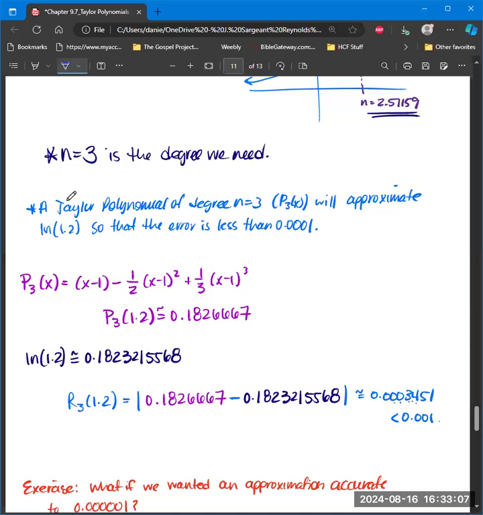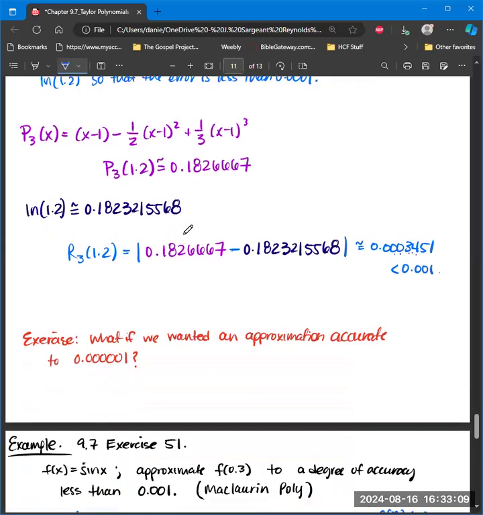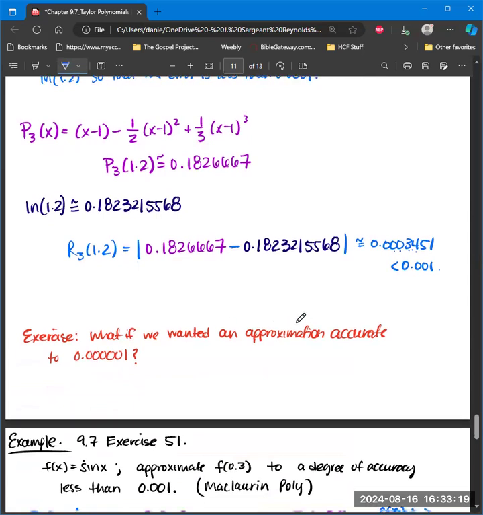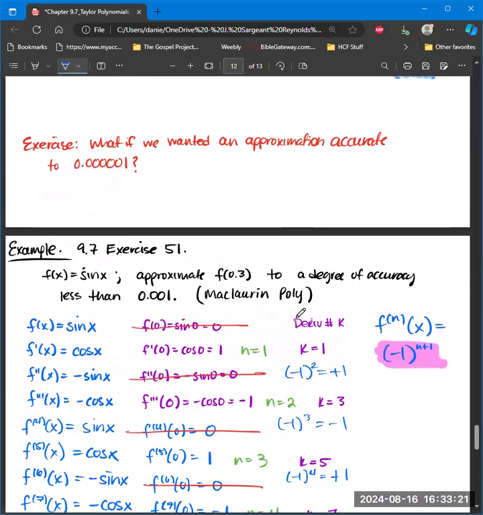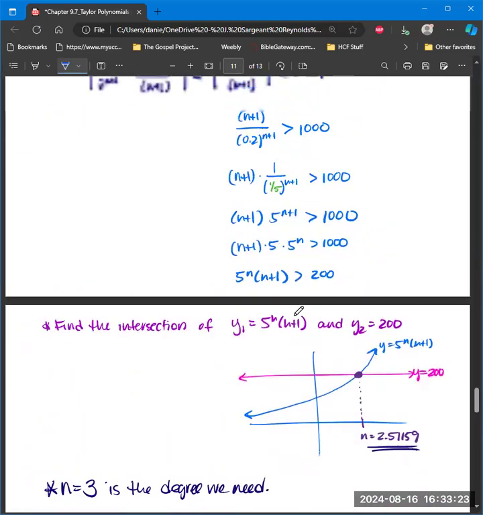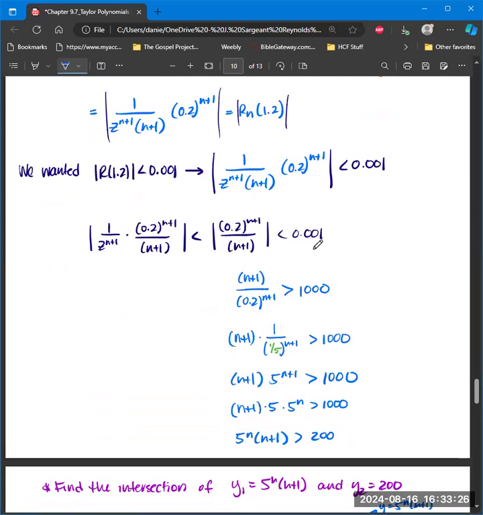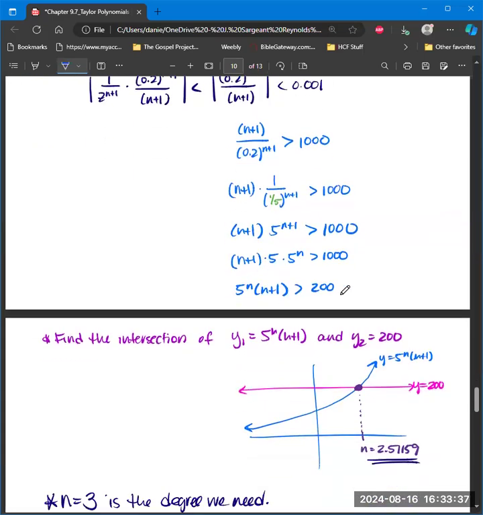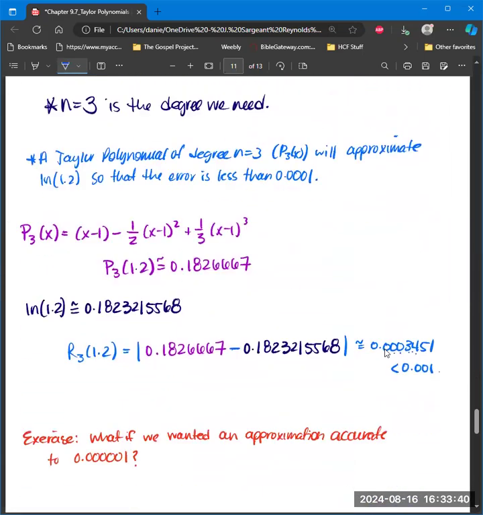So what if we wanted an approximation accurate to tens, hundreds, thousands, 10,000ths, millions, 10 millions? We would need a lot more terms is what we would see. So you can do that on your own and figure out exactly how many terms you would need to make this here be not 1,000, but 10 million. And you're going to need to go out to a lot more terms for that.